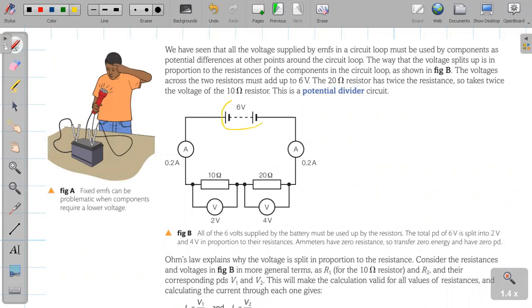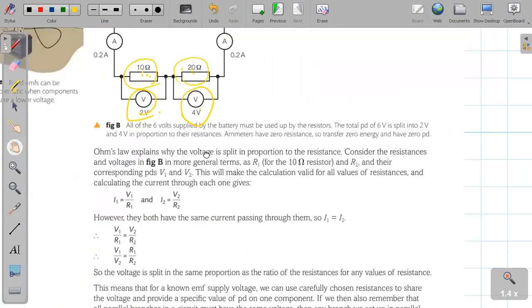Now have a good look, I'm not going to draw anything new. You have a 6-volt power supply. There is a certain resistor, 10 ohm. The other one is 20 ohm. So the small one only takes 2 volt, and the bigger one takes 4 volt. That means almost twice, because these two have a 1 to 2 ratio, the voltage also keeps the same ratio. Got the point?